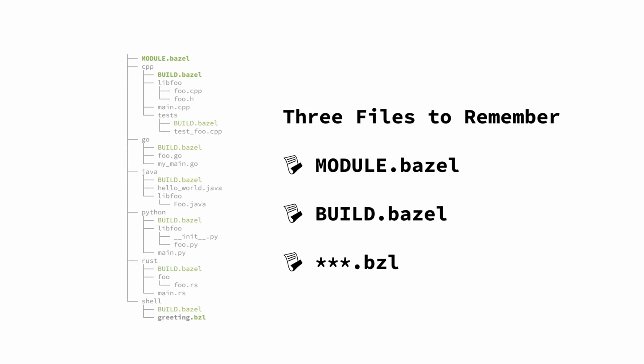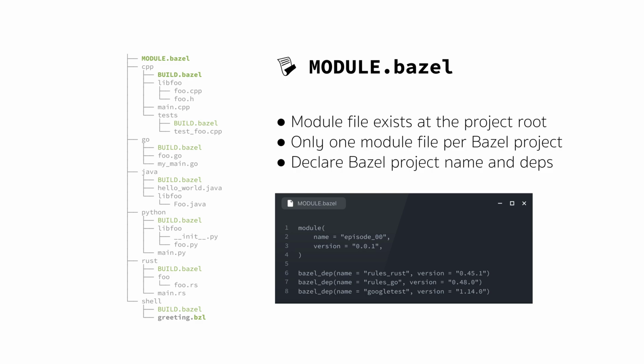There are several important file types you need to know. First, the module.bazel file marks the boundary of your Bazel repo. It is located at the repository root. You can declare your Bazel repo name, version, and external dependencies being used by this repo.